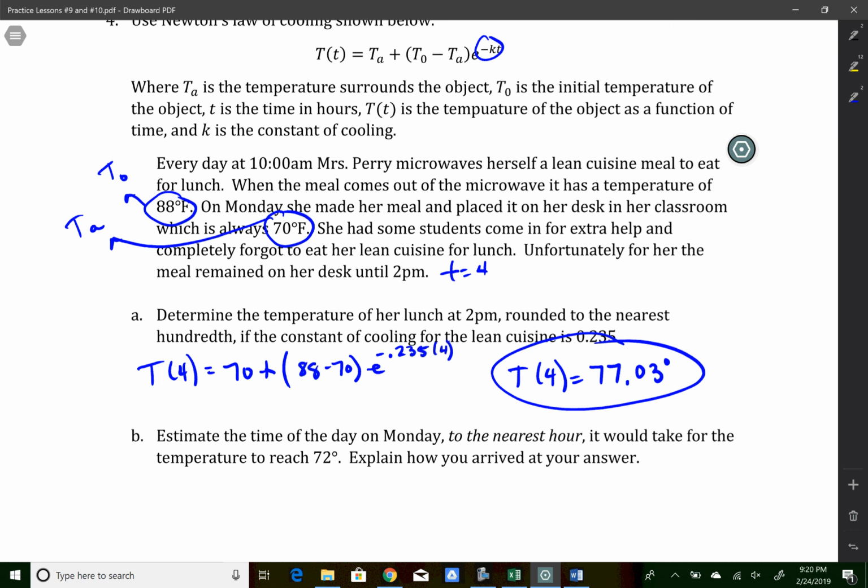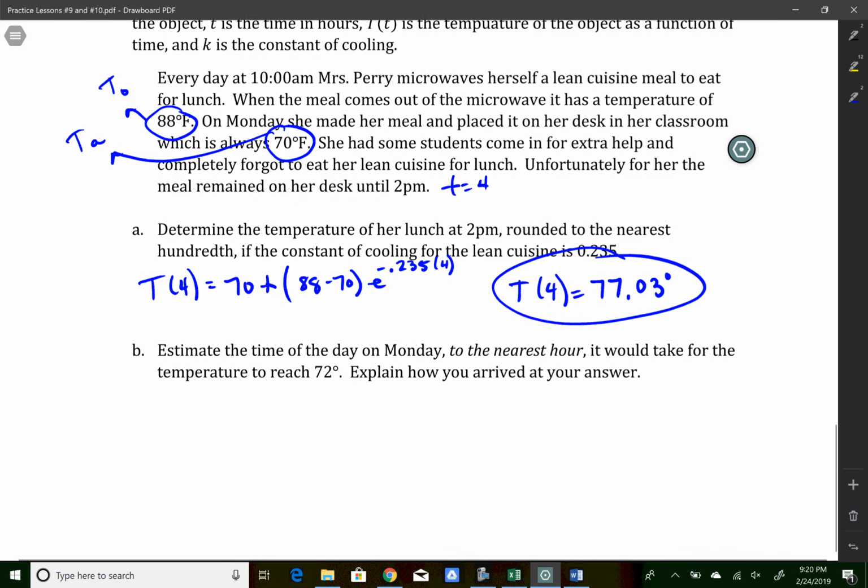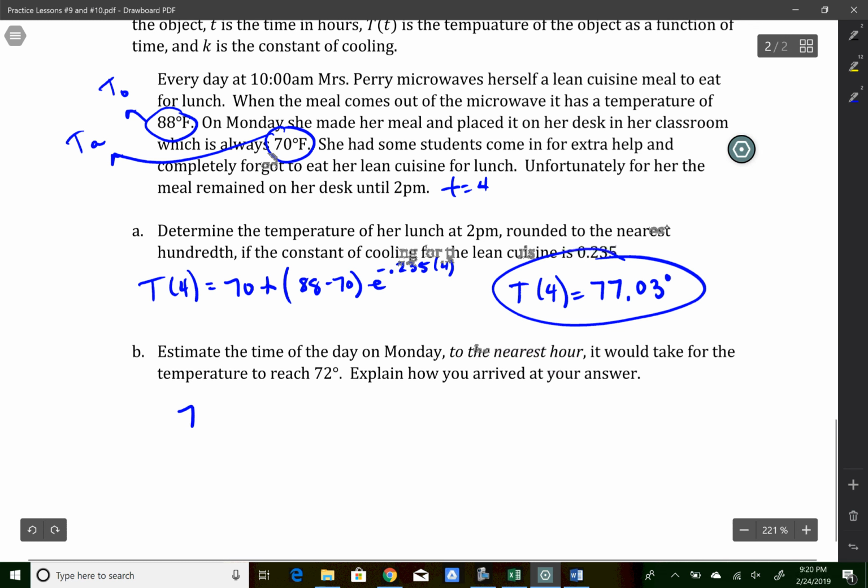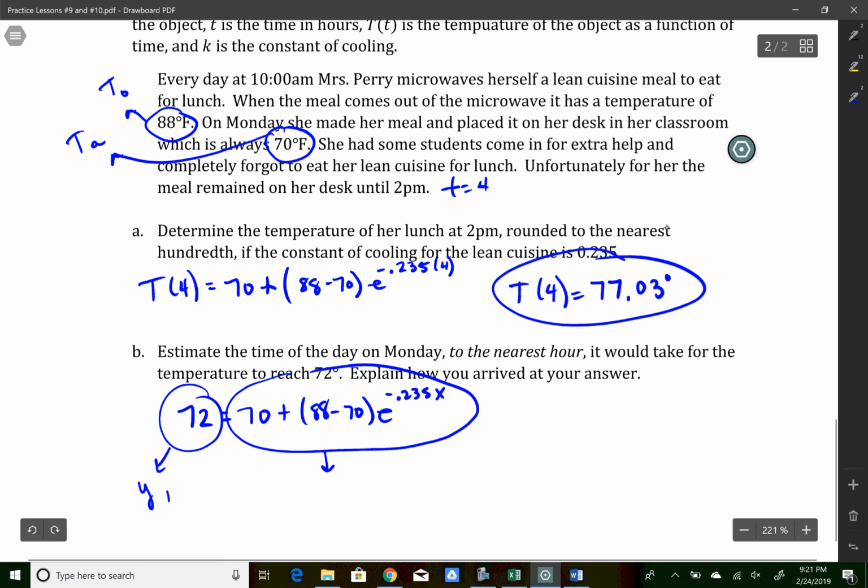Then it says, estimate the time of day on Monday to the nearest hour it would take for the temperature of the Lean Cuisine to reach 72 degrees. Explain how you arrived at your answer. So if I take 72 and set it equal to the ambient temperature plus x minus 70's ambient temperature. So, 88, my bad. e to negative 0.235 x. Just like we did, we have two equations here. I have a y sub 1, and I have a crazy looking y sub 2.